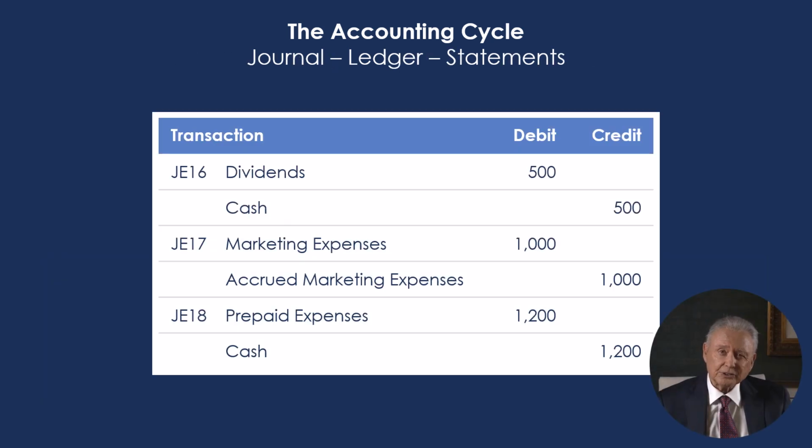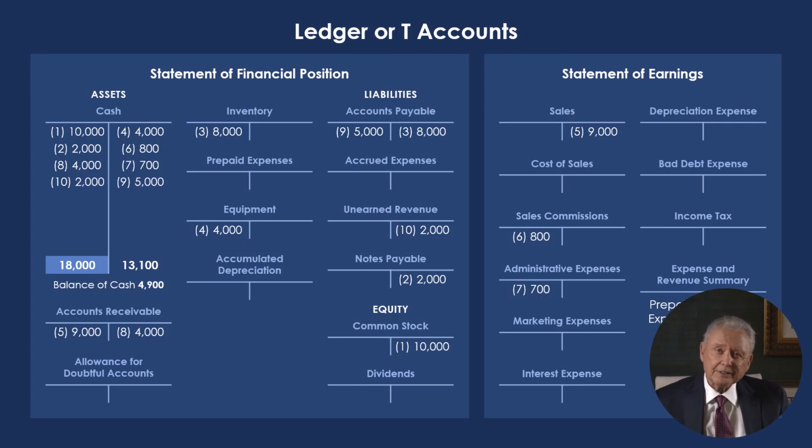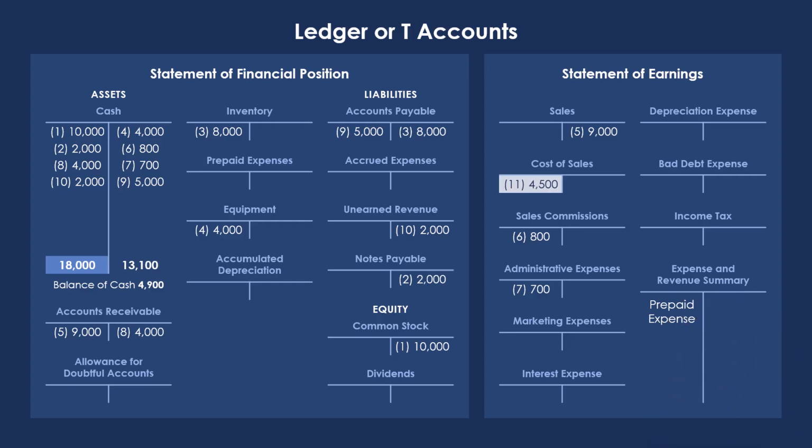Here we summarize journal entries 16 to 18. Notice debit-credit equality is maintained. Here we have the T accounts, or ledger, for all balance sheet and earnings statement accounts. Journal entry 11, debit cost of goods sold, 4,500. Credit merchandise inventory, 4,500.